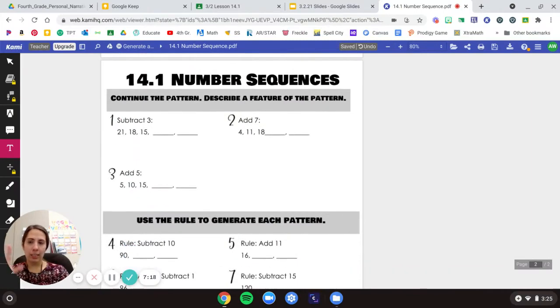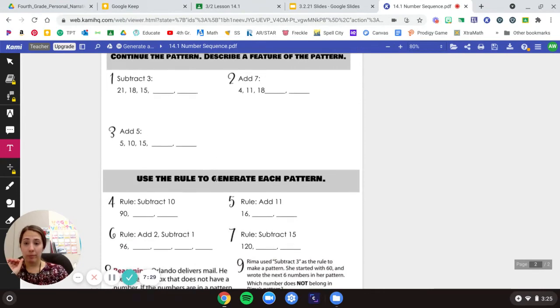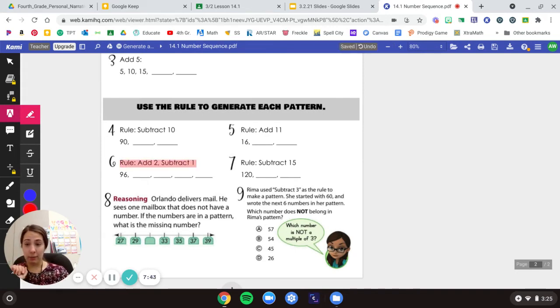So what we did then is we had some work time in class, and we did these 3. The first 3, continue the pattern. Describe a feature. Don't forget to describe a feature for each one. Then down here, 4, 5, 6, and 7, you had to use the rule to generate each pattern. Now let's take a look at number 6 first. This one is actually 2 different steps, so don't do them together. That's my hint. I want to see if you can figure that one out. They're almost like 2 different rules. First, then. First, then. Think of it as 2 different number spots, okay?